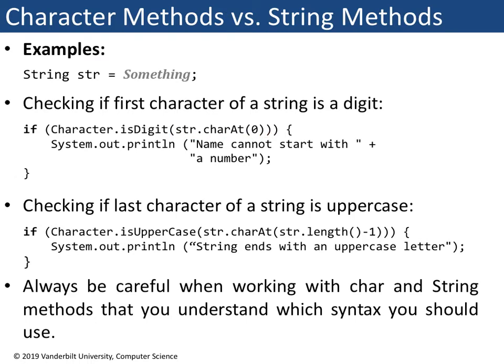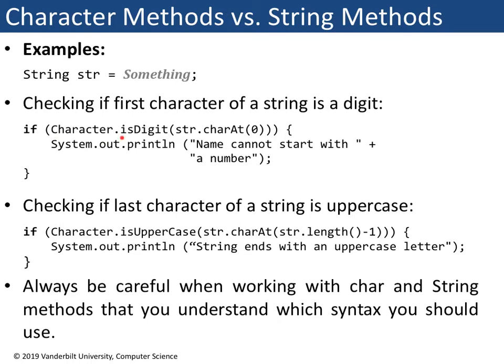we have to evaluate the method charAt. So we go to the string object which is stored at the location str, and we will get the char which is at index 0 of the string. So we get the first character in the string, and that is returned as a char value. That char value is passed as a parameter to isDigit. isDigit will then return a Boolean value to our if statement.